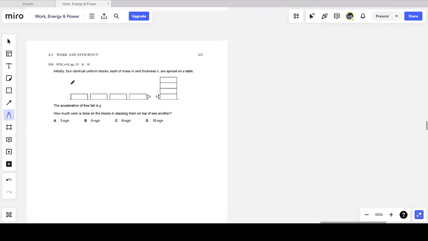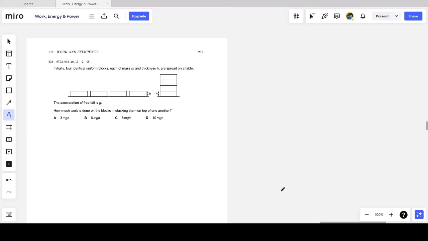Now, the last question we'll do for this video is 525. It's from the winter 2019 exam, question paper 1, variant 3, and it's question 18 from the paper. We're told that initially 4 identical uniform blocks, each of mass m and thickness h, are spread on a table. The acceleration of free fall is g, and we want to know how much work is done on the blocks in stacking them one on top of the other.